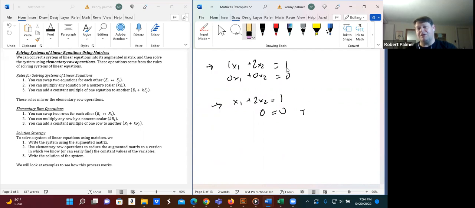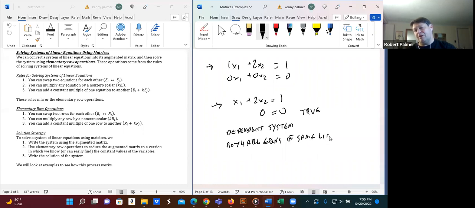In a similar way, this is always true. There are no values of x1, x2 I can plug in that will change that. 0 will always equal 0. Okay. So what this means is this is a dependent system. Both are equations of the same line.